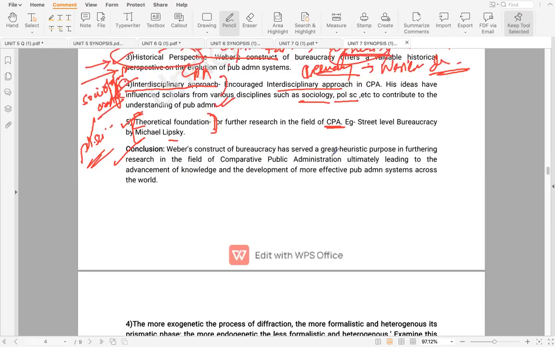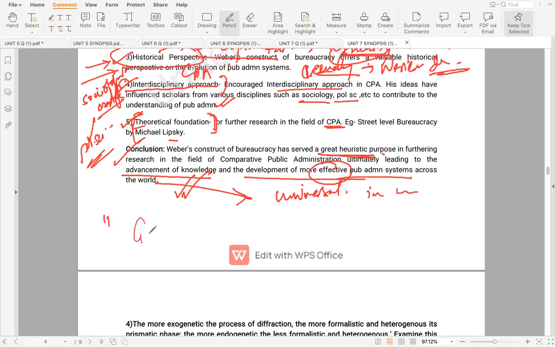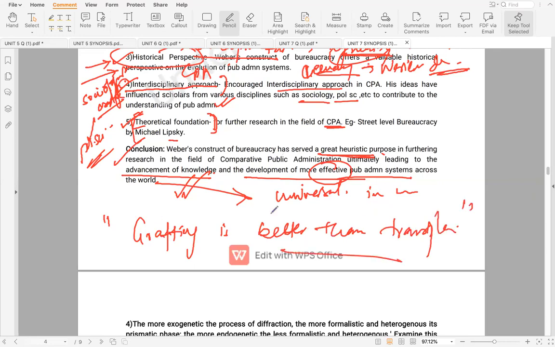Weber's construct of bureaucracy has served a great heuristic purpose in furthering the research in the field of CPA, ultimately leading to the advancement of knowledge and the development of more effective public administrative systems across the world, in the hope that we try to make the public administration theories universal in nature. And he has also helped us to study that grafting is better than transplantation. Two standard conclusions in any CPA question: universality and grafting. Yes.